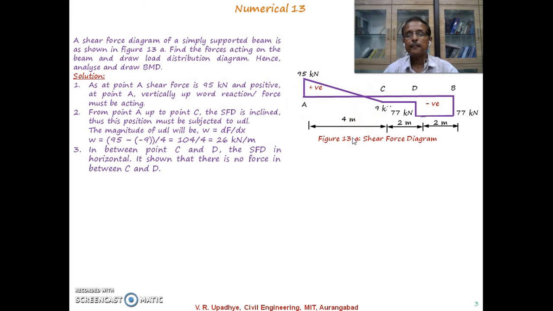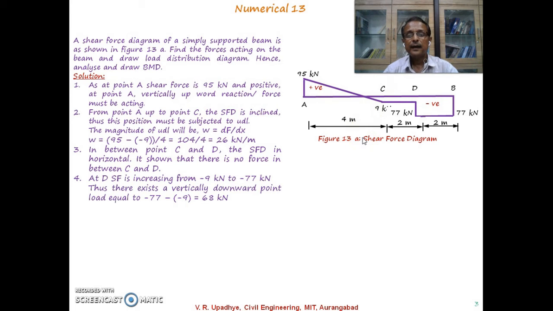Now, if we go further, between point C and point D, the shear force diagram is horizontal. So it shows that there is no force between C and D. Between C and D, there is no other force acting. And then at D, one magnitude is 9 kN and another magnitude is 77 kN. So there exists a vertically downward point load equal to 77 minus 9. Again, it is going from minus 9 to minus 77, so the force value will be 77 minus 9, and that will be 68 kN.